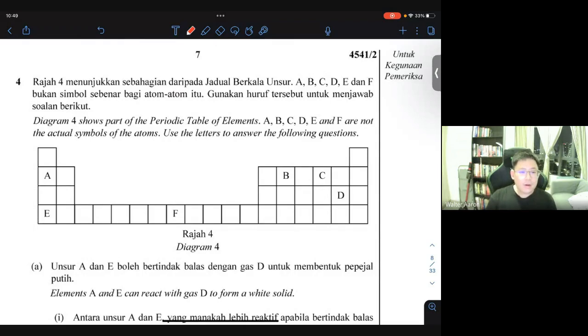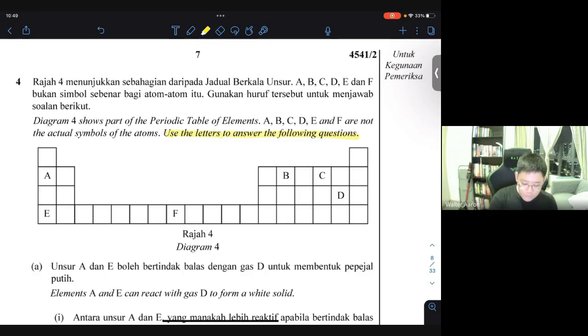Now let's move on to question number 4. Diagram 4 shows part of the periodic table of elements. A, B, C, D, E, and F are not actual symbols of the atoms. Use the letters to answer the following questions. So let me highlight a very important part based on this question alone. Whenever they say use the letters to answer the following question, what they're trying to say is that you cannot actually use the exact or the real elements based on the position in this particular periodic table. You have to use the letters to answer the question in this section.